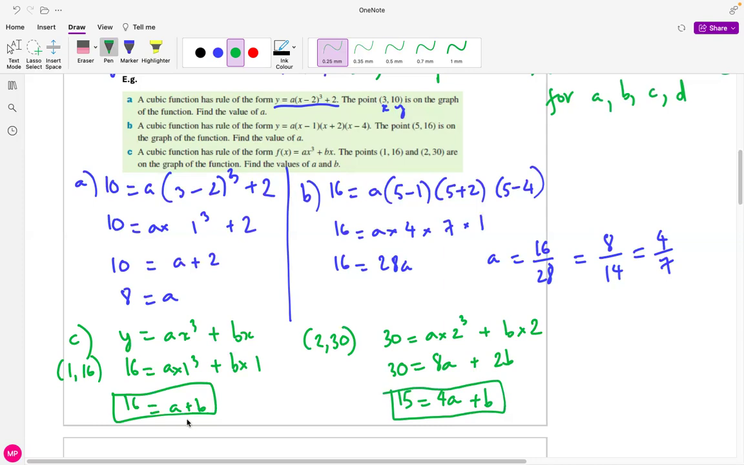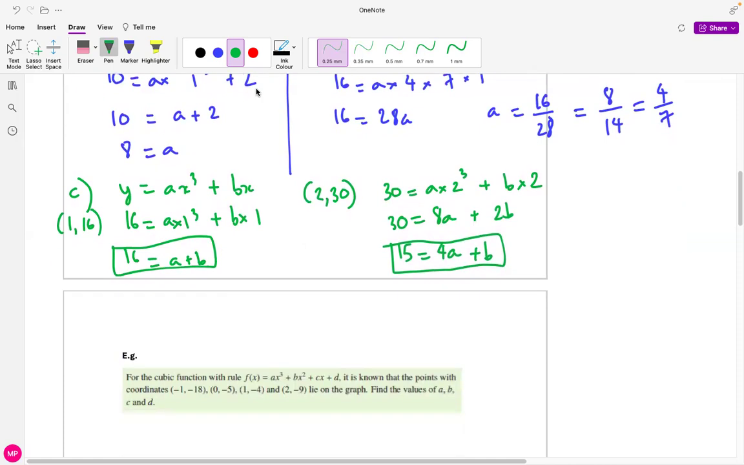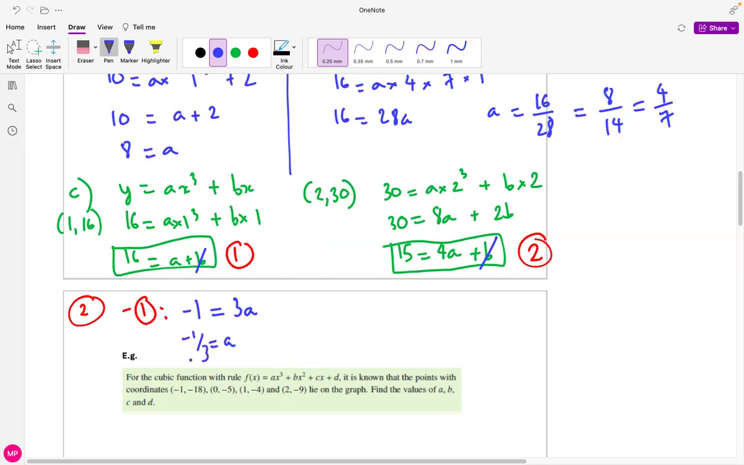So from here, you can see you have two simultaneous equations. Then you can solve for a and b. You subtract: equation 2 minus equation 1, because if I do 4a minus a, that gives me 3a, a positive number. So 2 minus 1, and the b's will cancel out. So 15 minus 16 is negative 1, and 4a minus a is 3a. So I get a equals negative 1/3.